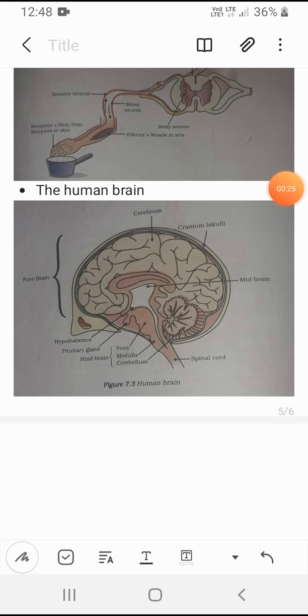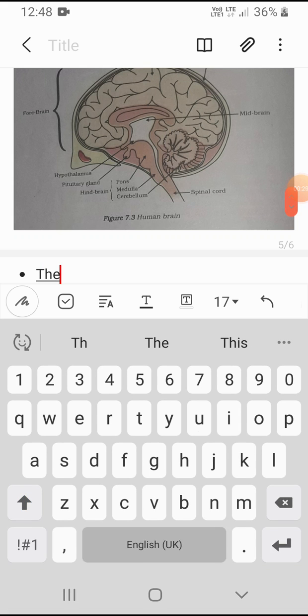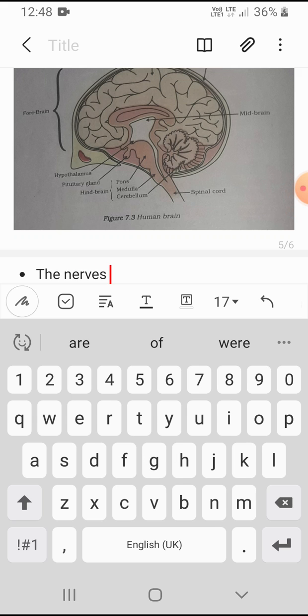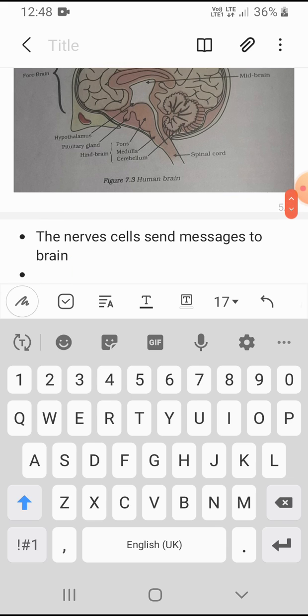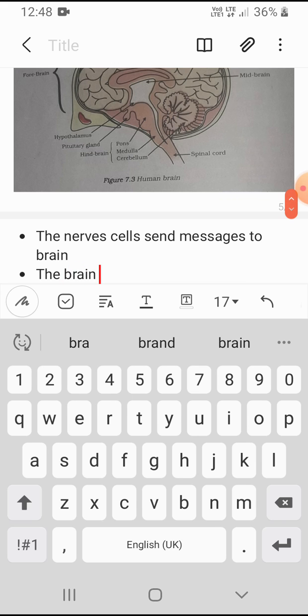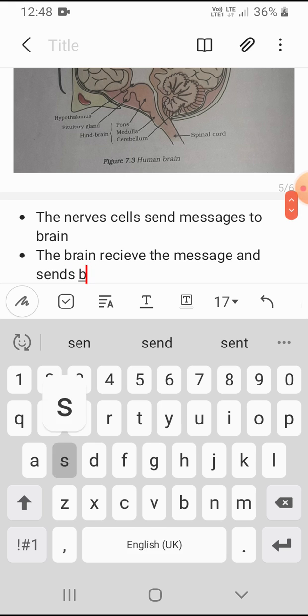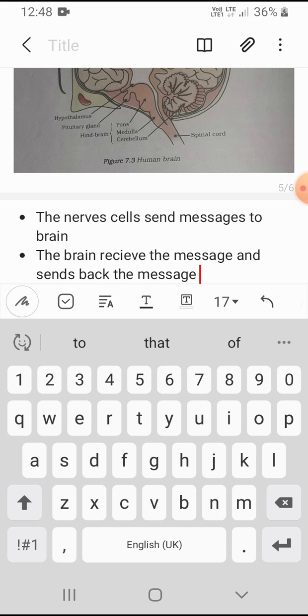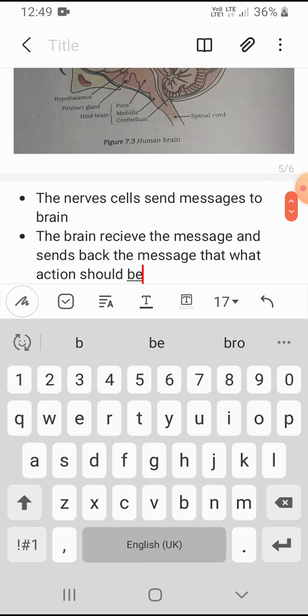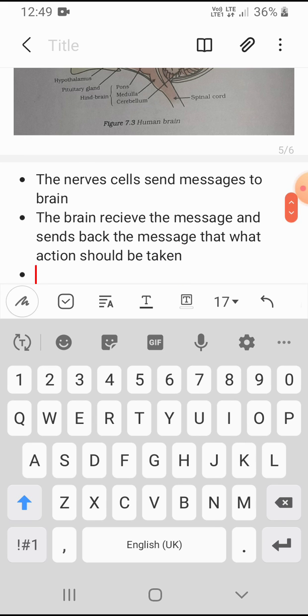The nerve cells send messages to the brain, as I said, and the brain receives the message. The brain receives the message and sends back a message saying what action should be taken. That message the brain sends to our body.